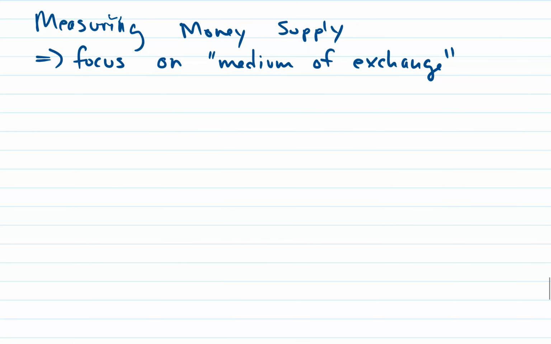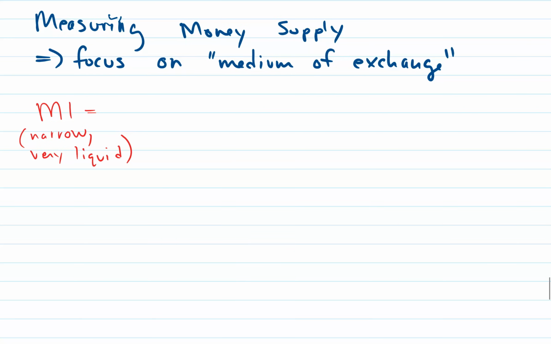We're going to do two definitions. The first one is called M1. This is the most narrow, and it is extremely liquid. These are things that are just used for making purchases and really don't have any other role, so this is most focused on the medium of exchange.